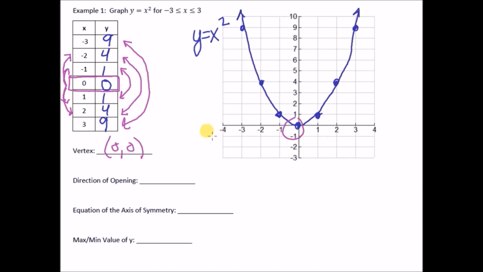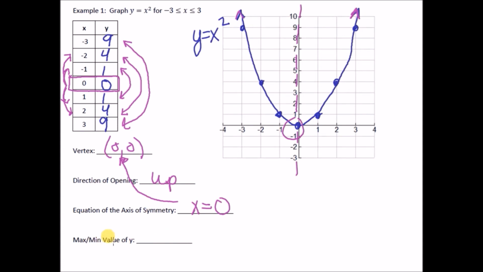Okay, direction of opening. This is a happy face here. It's opening up, okay, because the arms are extending up. See these arrows? Okay. What's the equation of the axis of symmetry? So we can look at the graph and we can identify it right here as 0, or we know that it's going to be x equals whatever this h value is, so 0.